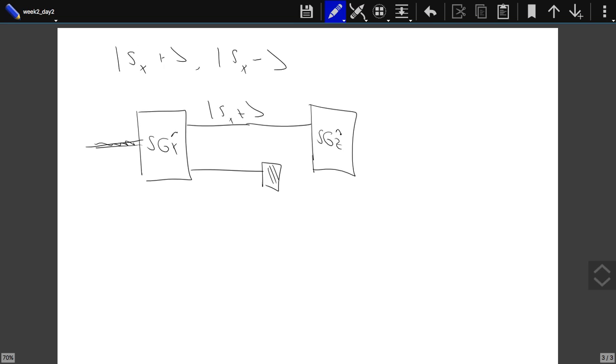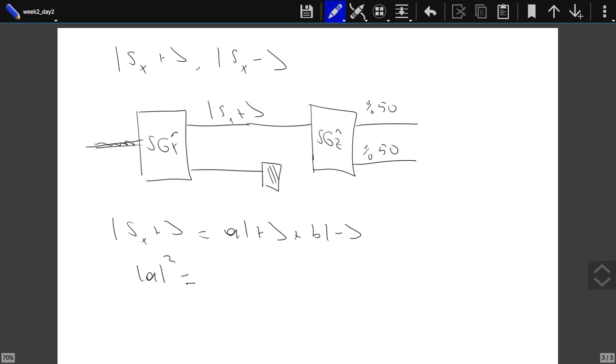That is my second measurement that tries to determine the components of the Sx plus in the plus z or minus z components. And the observation tells me that they split into two: 50% goes above, 50% goes below. Well, let's see, I know that Sx plus, I wrote it as A plus B minus. A squared is 50%, 1 over 2. B squared is also 50%, 1 over 2.